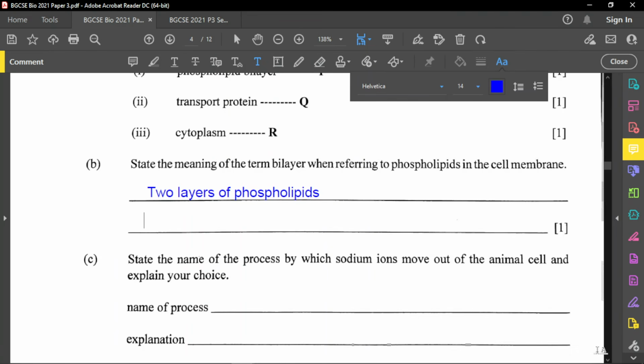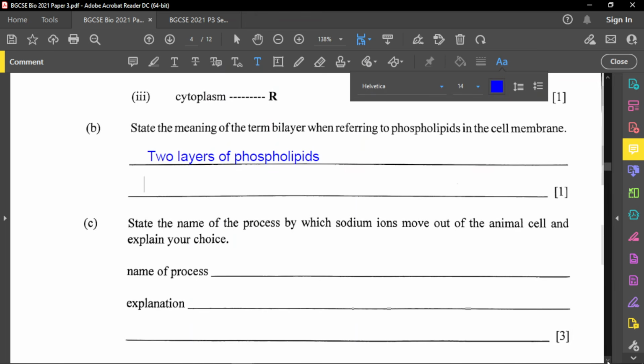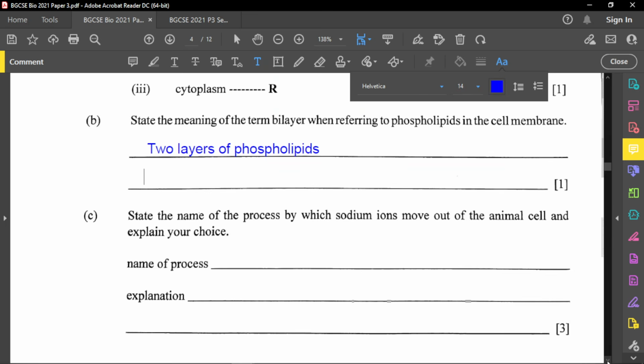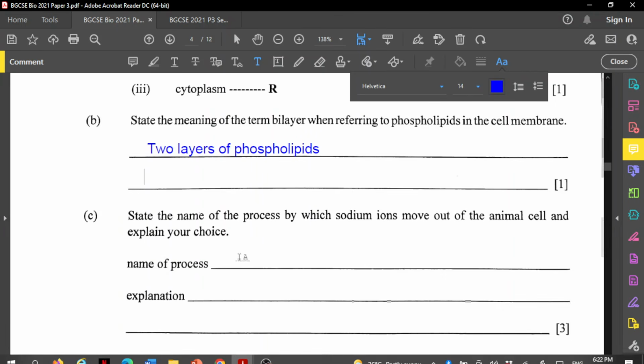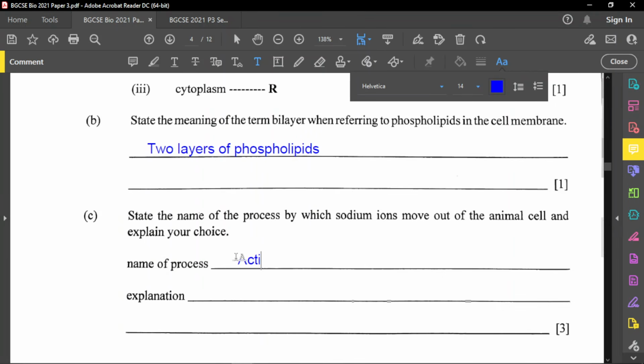All right, so now part C is saying to state the name of the process by which sodium ions move out of the animal cell and explain your choice. Now, I'm going to tell you generally off the bat, as I mentioned up there, you notice you see ATP turn to ADP, which means energy was involved in that. So this process here is active transport. Okay, so it's active transport. If you put diffusion, I don't think they'll give you that. As a matter of fact, they could, depending on how you explain. But I'm going to explain how you'd have to explain your way out of this.